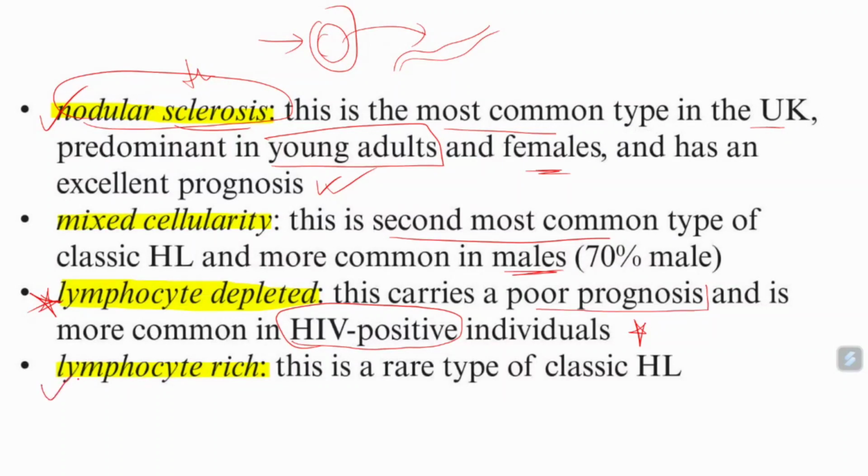And the fourth one is lymphocyte rich. This type is very rare, and even this has a poor prognosis. So these are the important points about all the classes.